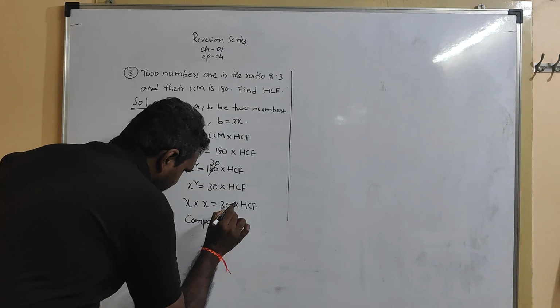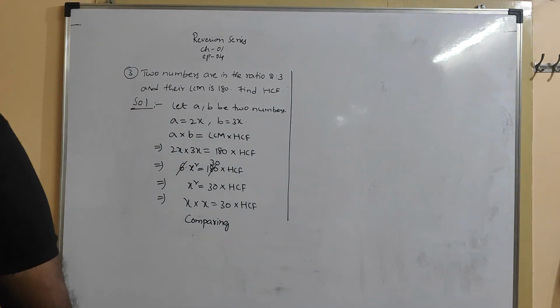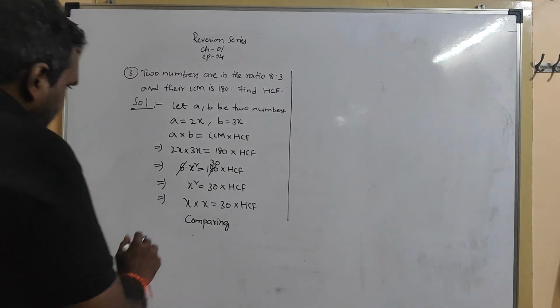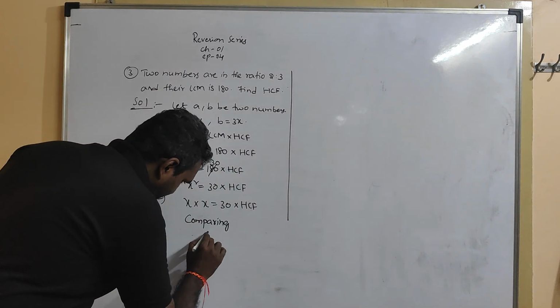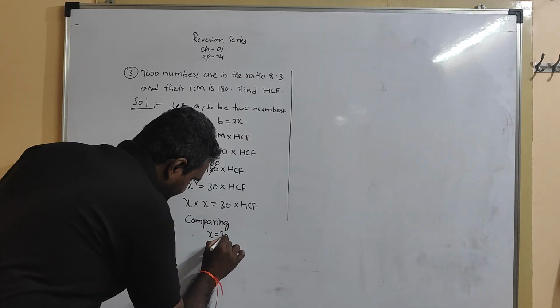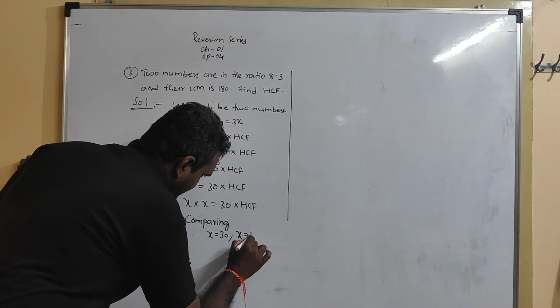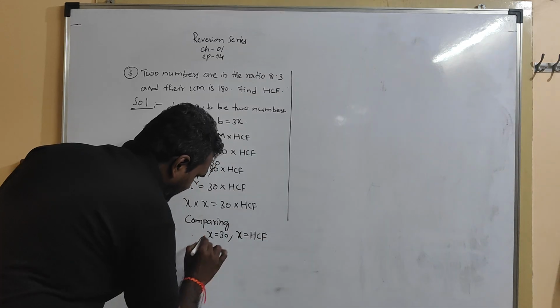Comparing. See, x square is equal to 30 into HCF you got, okay. So here you should get a proper number, means your HCF has to be perfect square. Your HCF multiplied with 30 has to be perfect square. So if you compare, in one x place you are having 30 and in another x place you are having HCF. Like this also you can compare.